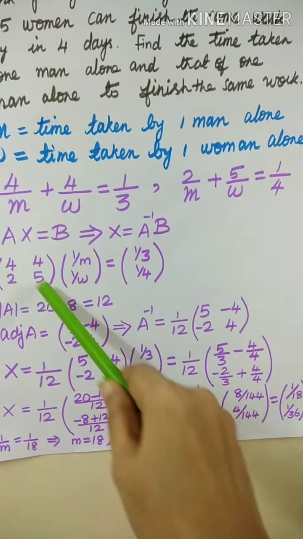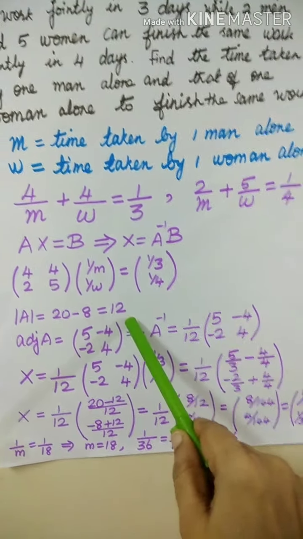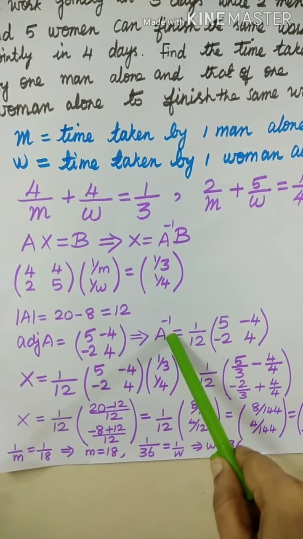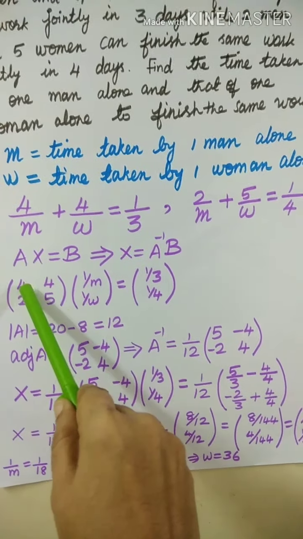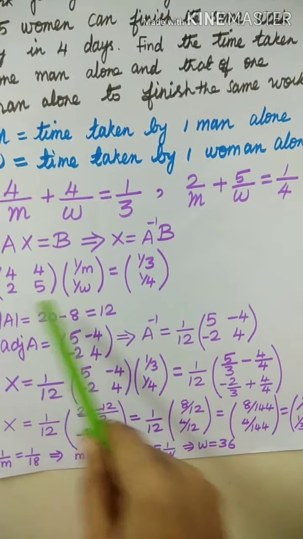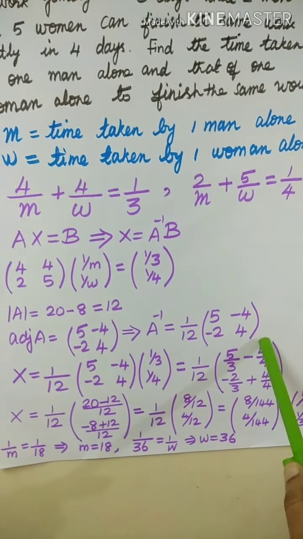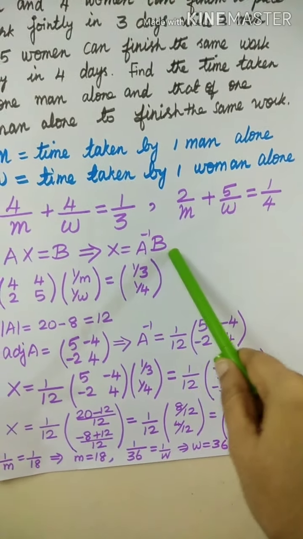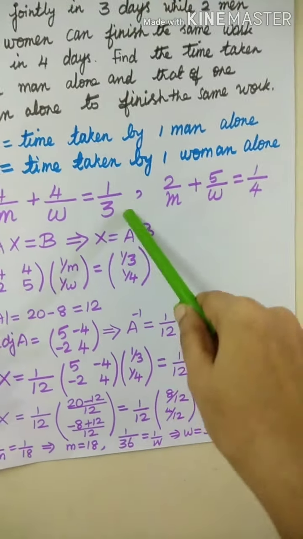Determinant A, product 4 into 5 minus product 2 into 4, and we get 12, which is not equal to 0. So I can proceed to find A inverse. Adjoint, how do we write adjoint? Interchanging the main diagonal and changing the sign of the other diagonal. A inverse equals 1 by determinant A into adjoint A. And we proceed on to X. X is equal to A inverse B.